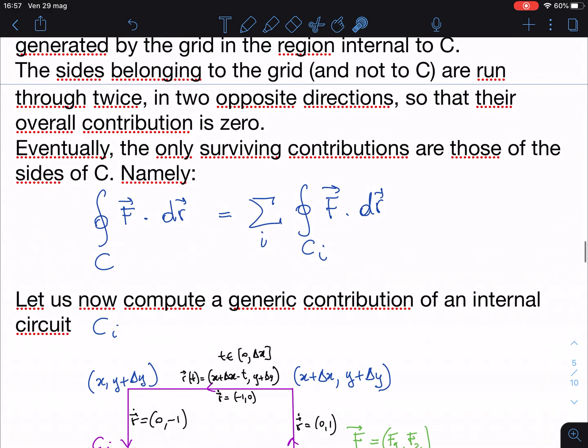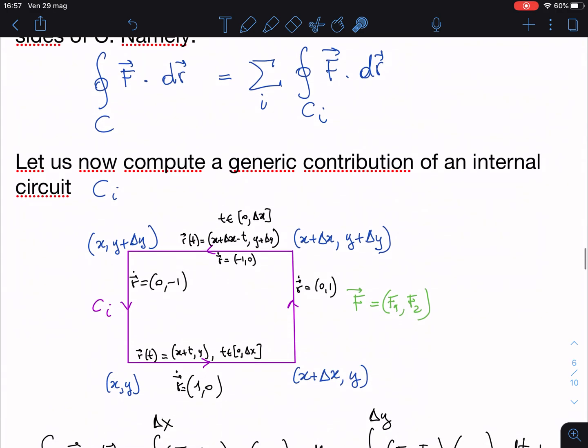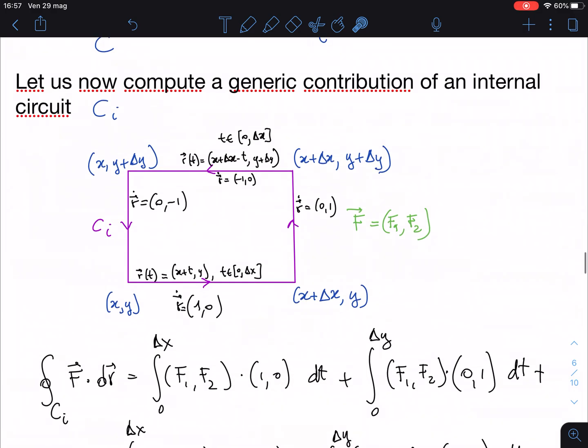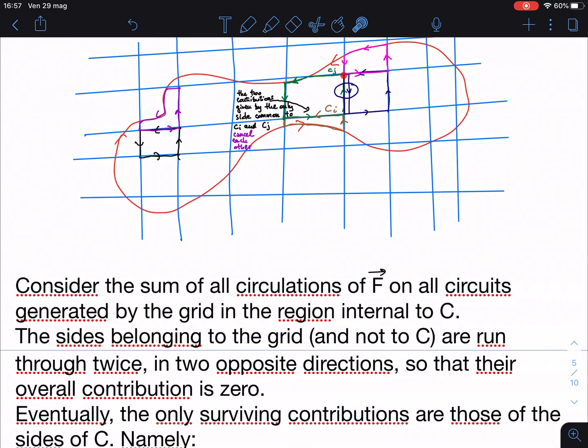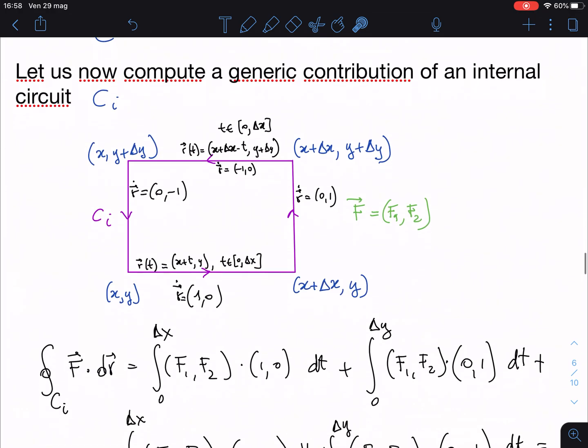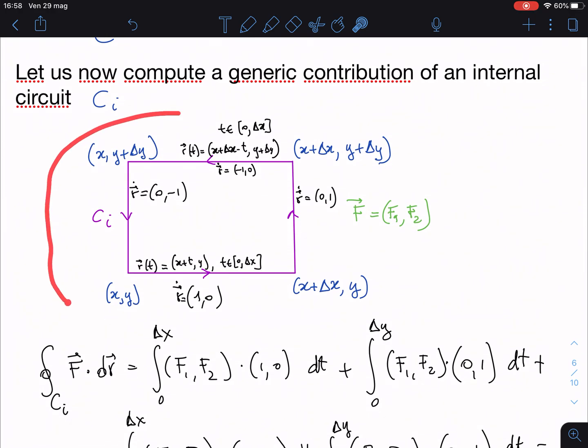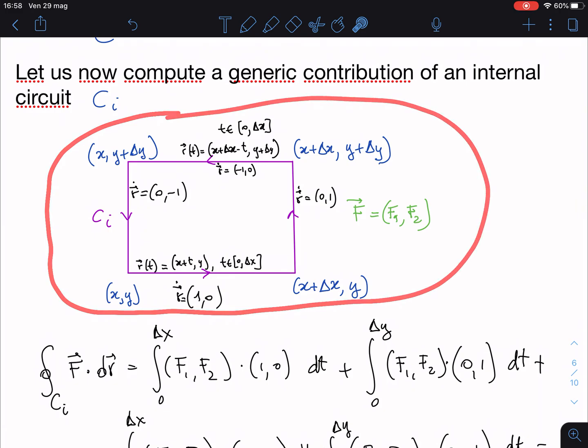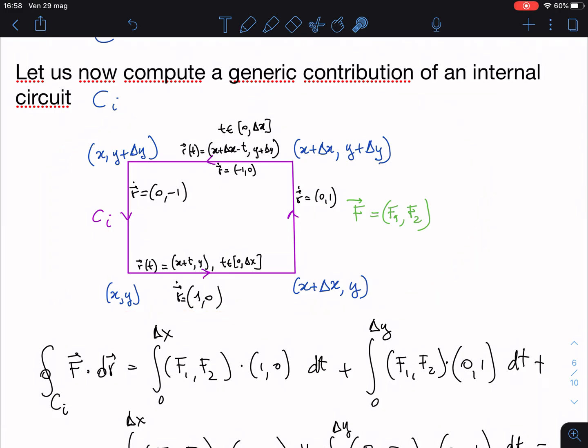All circulations here. And now the step is to compute the contribution of a rectangle like that to the circulation. Of course, the final contribution is 0, because every side here is cancelled by a neighbor circuit. But this is not the point. I want to focus on a square like that, and see what happens.